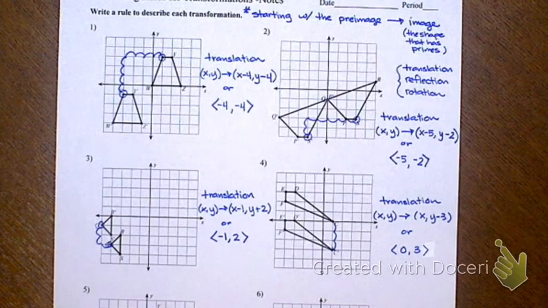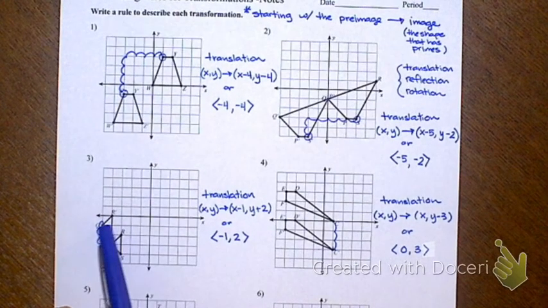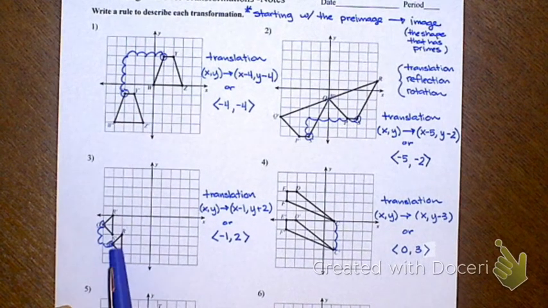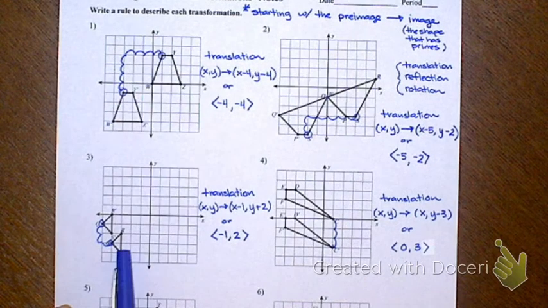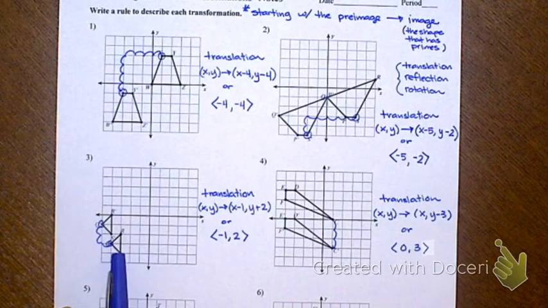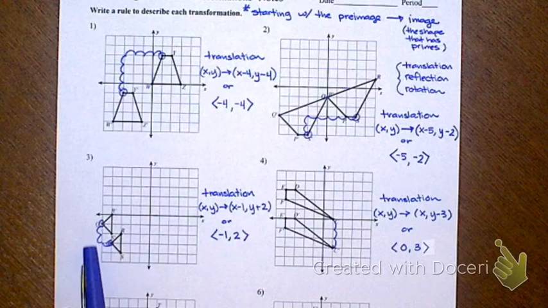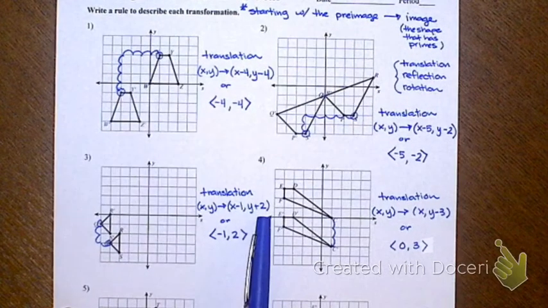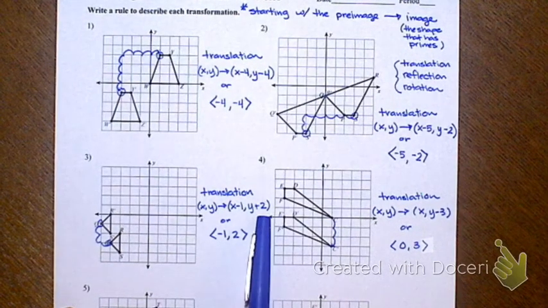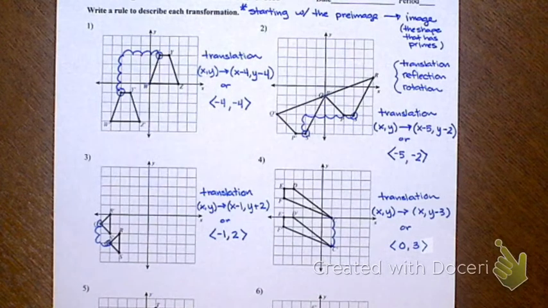Okay, so on this one, this was the pre-image, right? The bottom one, moving to the top one, so you had to go left 1, up 2. So did you guys get left 1, up 2 for that? Okay. And then now let's take a look at the next one.